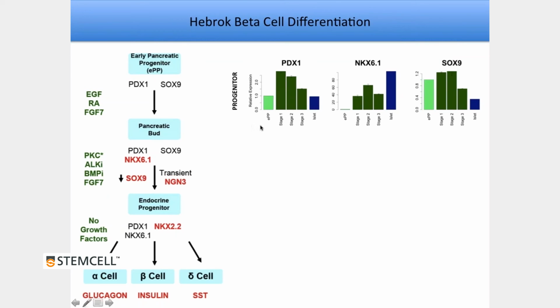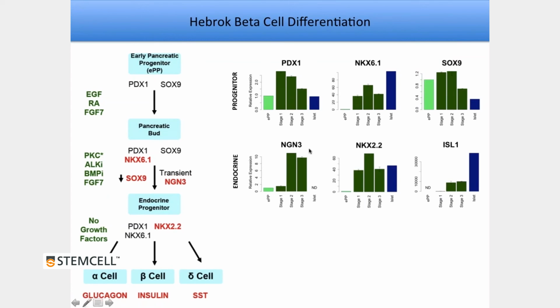So what you can see up here is firstly the expression of various different genes in the EPP cells from which the differentiation was started, and at the ends of stages 1, 2, and 3, and then in islets taken from cadavers, essentially, so mature human islets. So as expected, we see retention of PDX1 expression, upregulation of NKX6.1, and then downregulation of SOX9.